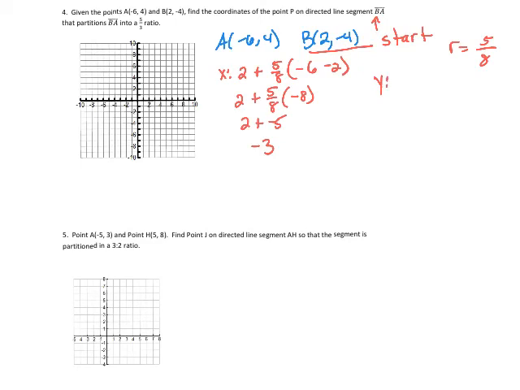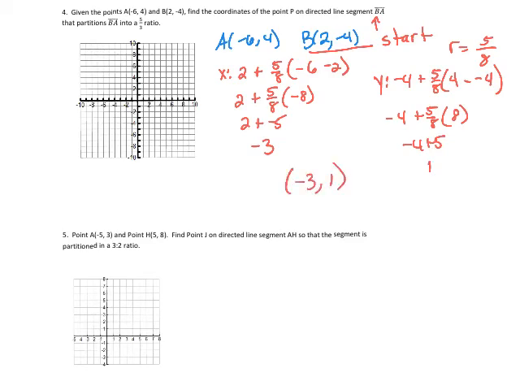For my y's, I'm starting at -4 and I'm adding 5/8. Again, it has to be the A value minus the B value because it's end minus beginning. -4 plus 5/8 times 8. So -4 plus 5, that's 1. So that answer is -3, 1.